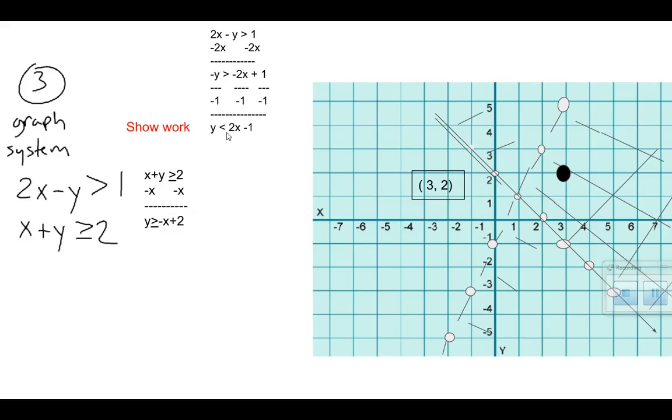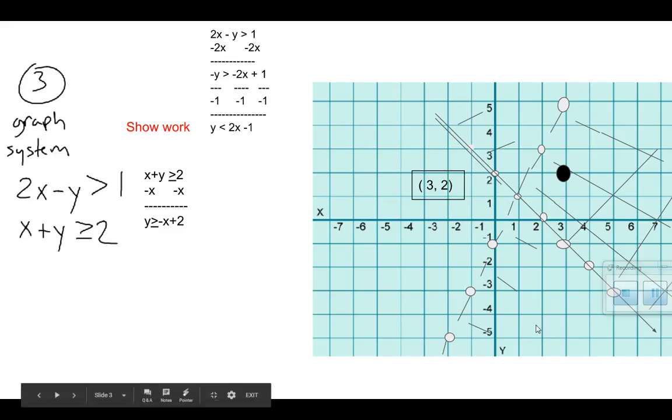It's got a rise of 2 over 1, 2 over 1 is my slope. So up 2 over 1, up 2 over 1. That's going to be a dotted line because it's just a plain inequality without the equal line under it. That is less than. So for that dotted line, I shade below.